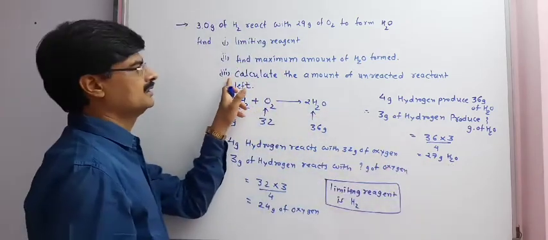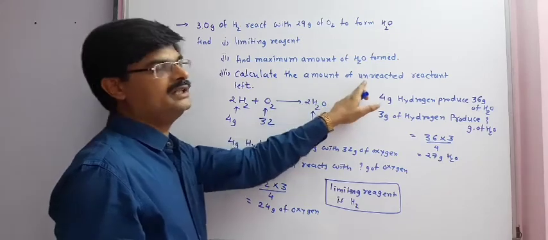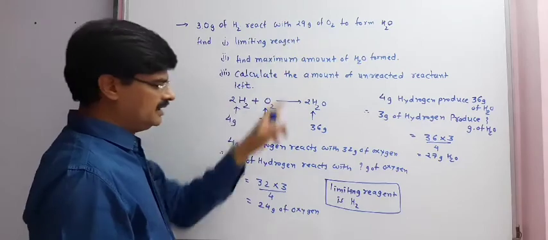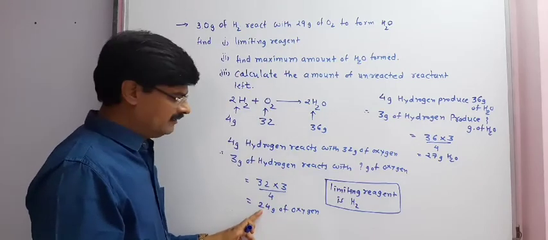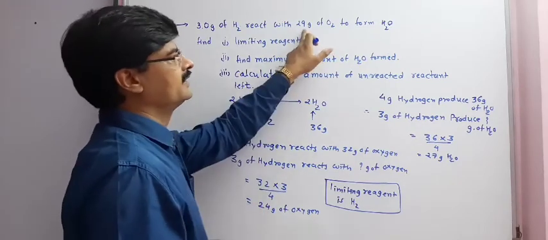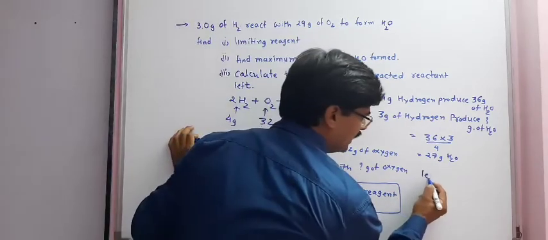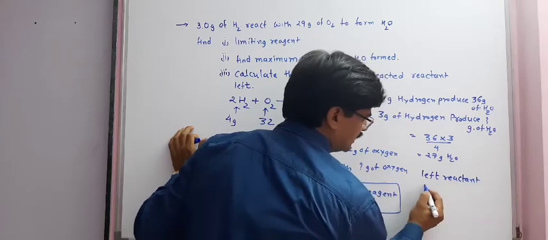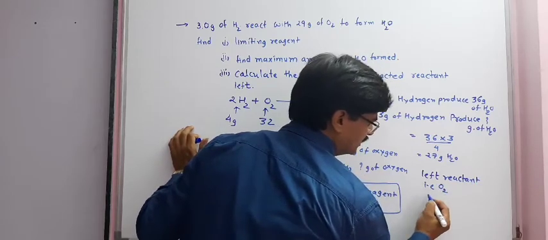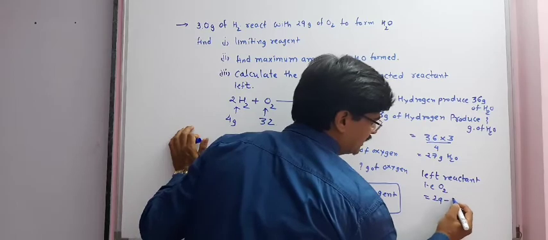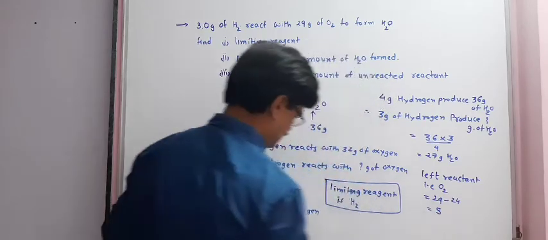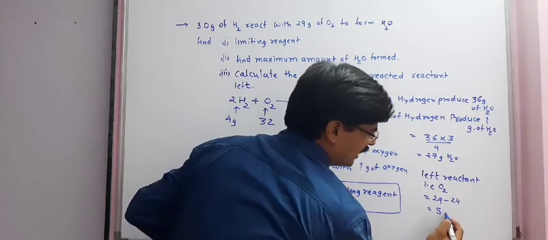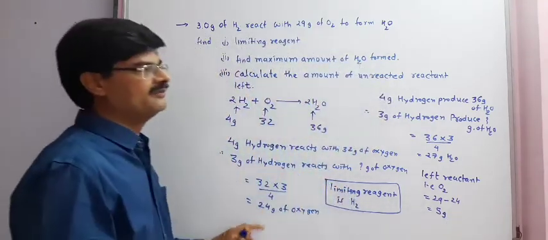Now the third question, calculate the amount of unreacted reactant left. So we can say as oxygen is in excess amount, here we require only 24 and it is given 29. So the left reactant, that is oxygen, is equal to 29 minus 24. 29 given and 24 obtained answer. So it is 5 gram only. 5 gram of oxygen will be left over.